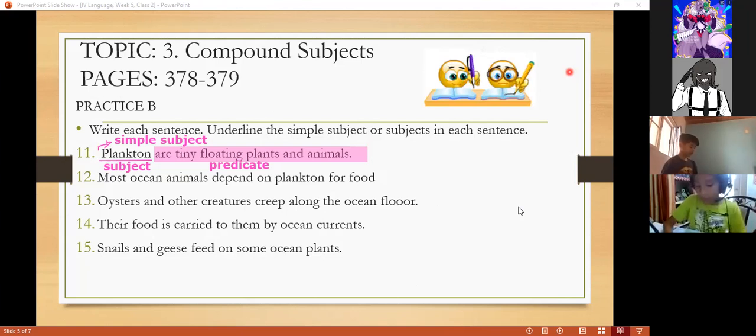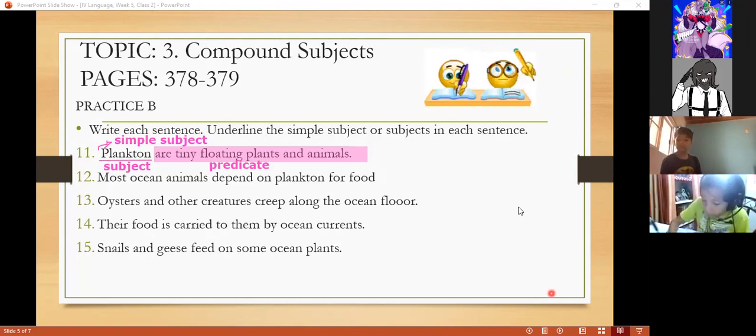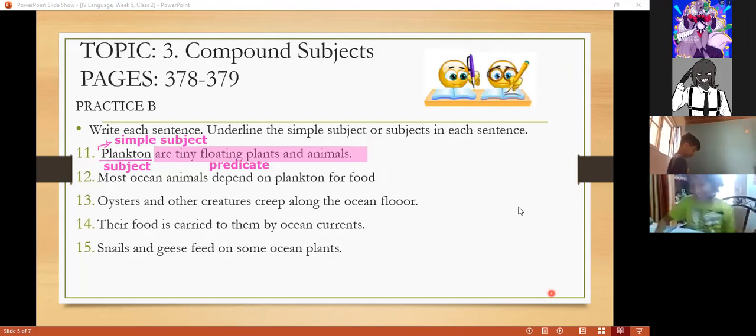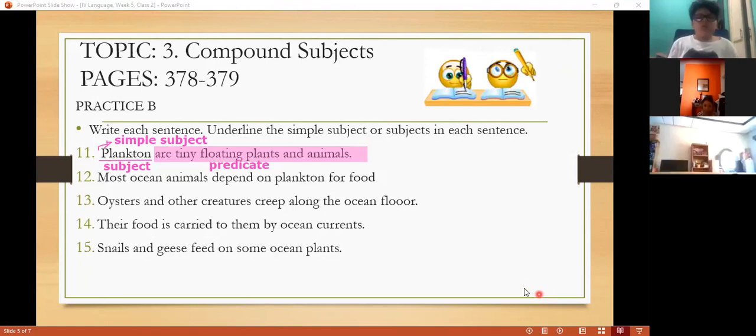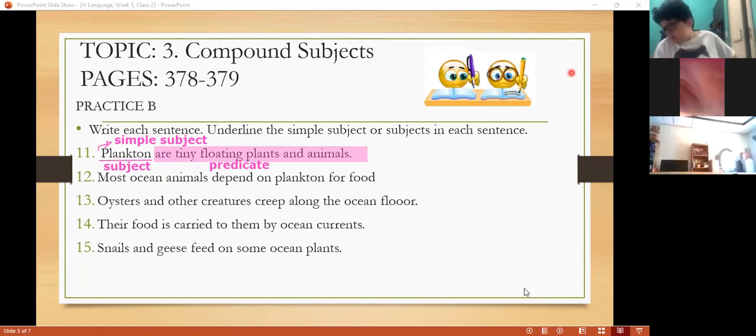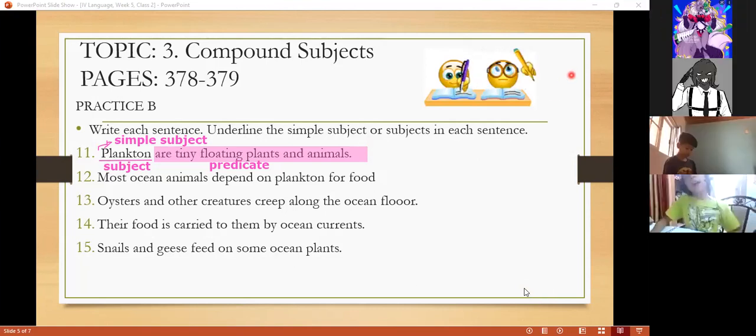So Anna, you have problems with your camera. You need to take a photo of everything from today, since you don't have a camera, and upload it to Schoology. Remember, I need to see the work you're doing. So if you don't have a camera, you need to take a photo and upload it to Schoology. Okay.